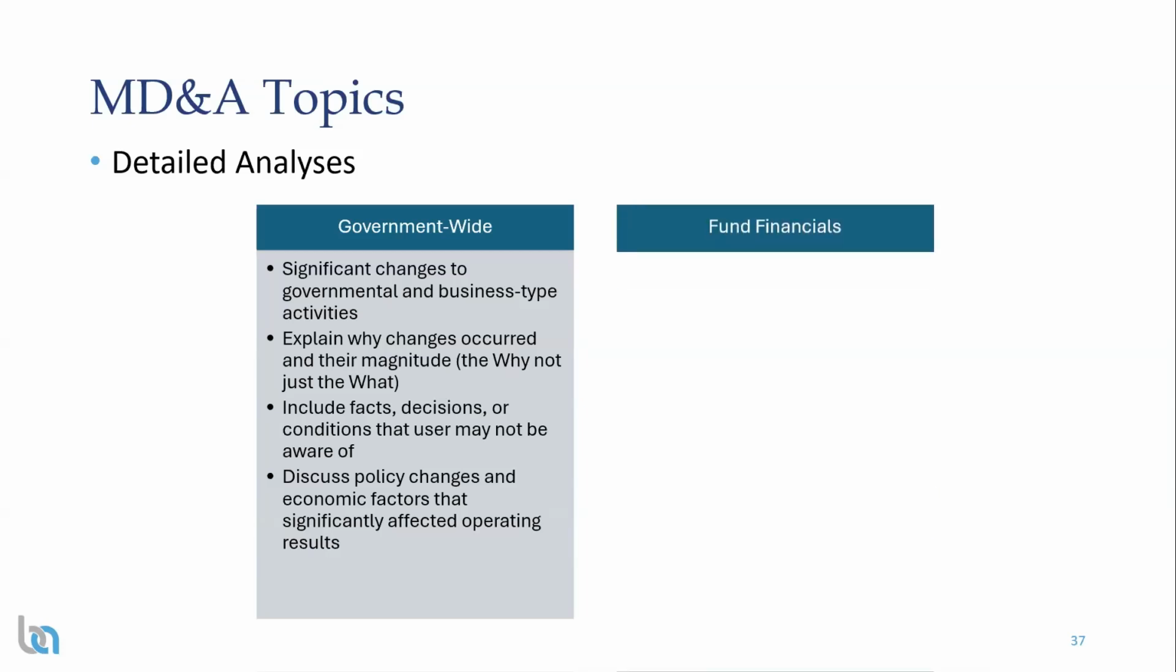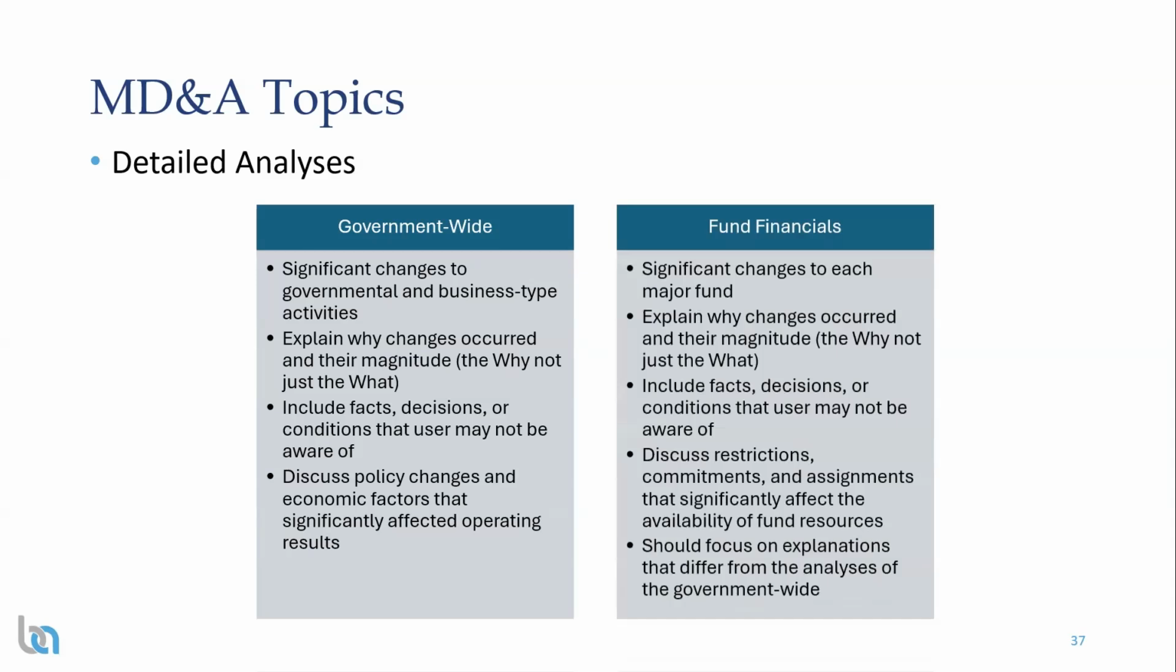Similar to the government-wide, you need to provide an analysis of the fund financials, and it's going to focus mostly on the major funds. Again, significant changes to each major fund. Explain why changes occurred and their magnitude, the why and not just the what. Include facts, decisions, and conditions that users may not be aware of. Discuss restrictions, commitments, or assignments that significantly affect the availability of fund resources.